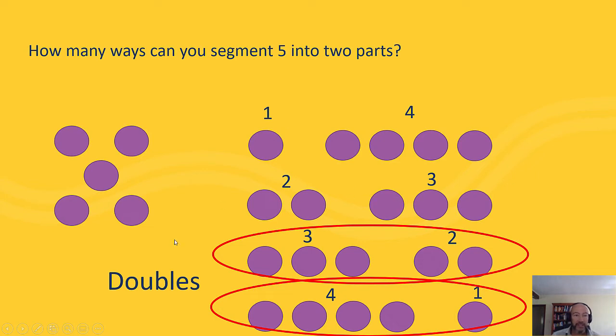2 and 3. Somebody mentioned 0 and 5. You could do 0 and 5 if you wanted to introduce that. But sometimes I think maybe keep the zeros out of it for now. We're trying to break it up. So how many ways can you segment 5 into 2 parts? Well, there's actually only 2 ways.